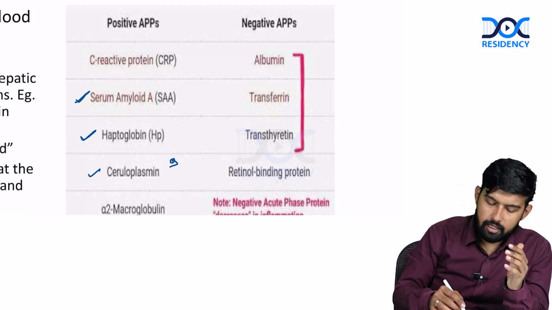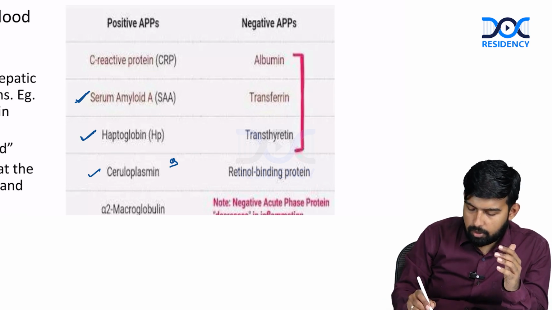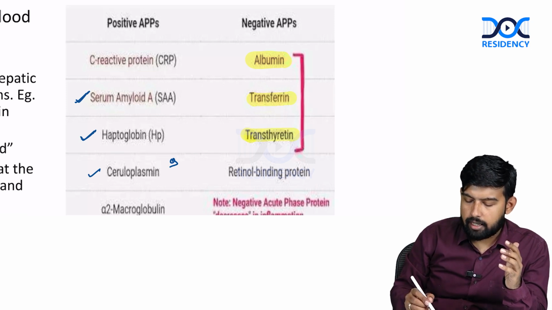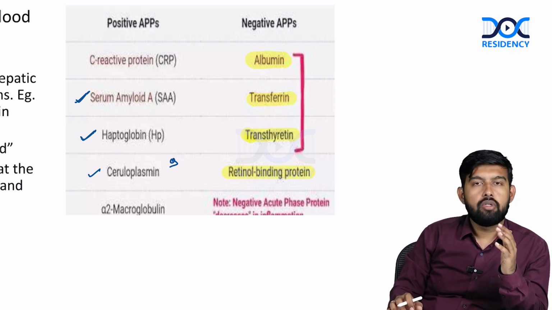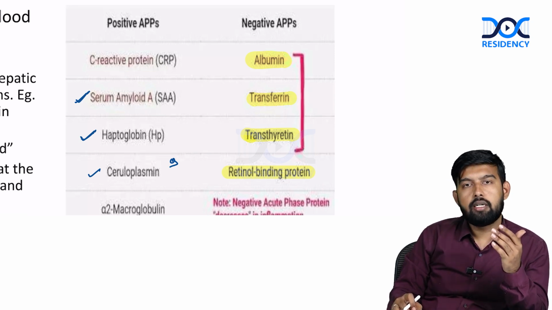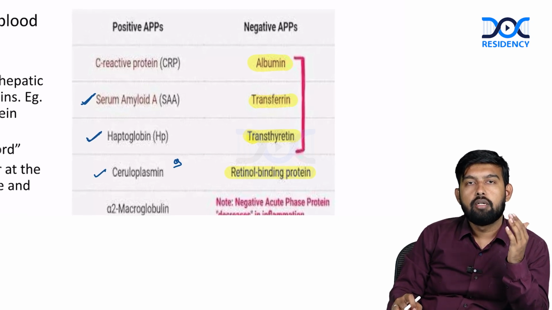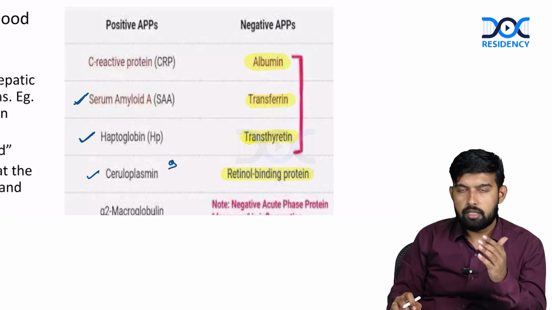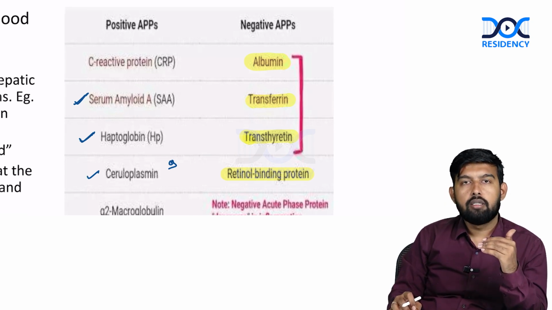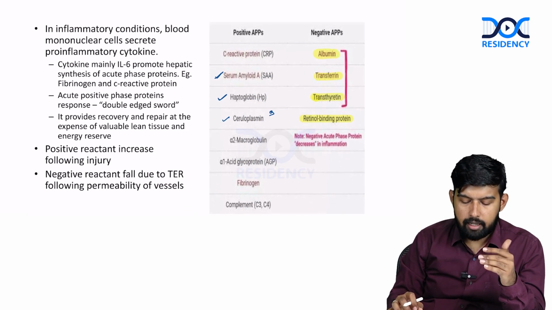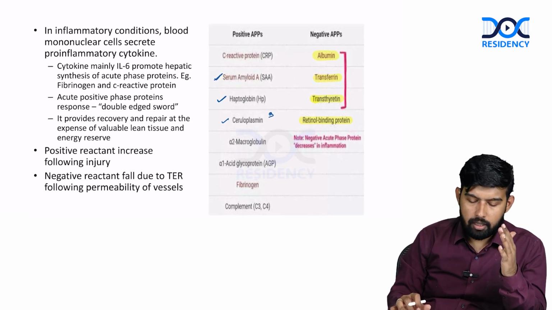What are the negative acute phase reactant proteins? Remember the names: albumin, transferrin, transthyretin, and retinol binding proteins. There is an increase in the transcapillary escape rate of these proteins, which causes increased movement of the protein from the intravascular compartment to the tissue compartment. Because of this, they decrease in the systemic circulation and are termed negative acute phase reactants. So, this is the alteration in the hepatic protein metabolism.